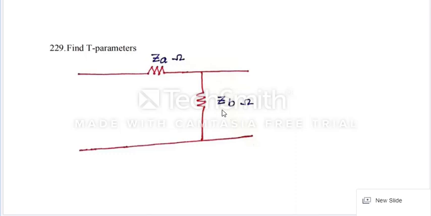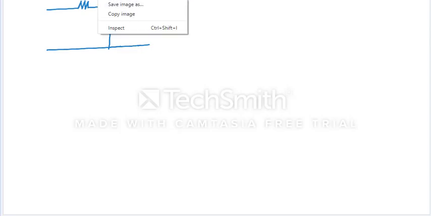ZA and ZB are given. Both are impedances, and the units are ohms. This is given as ZA ohms, and this is given as ZB. Both are in ohms only.